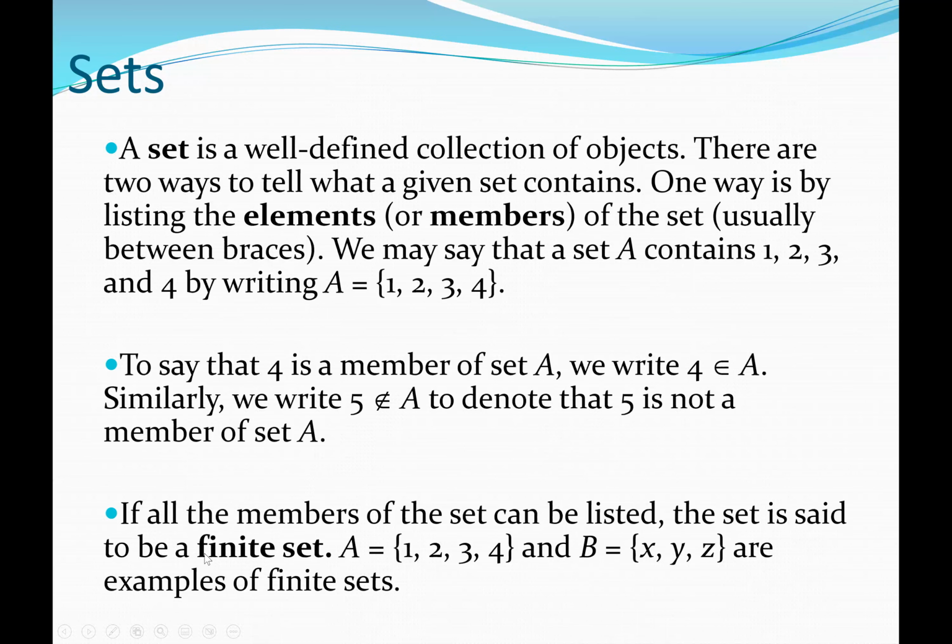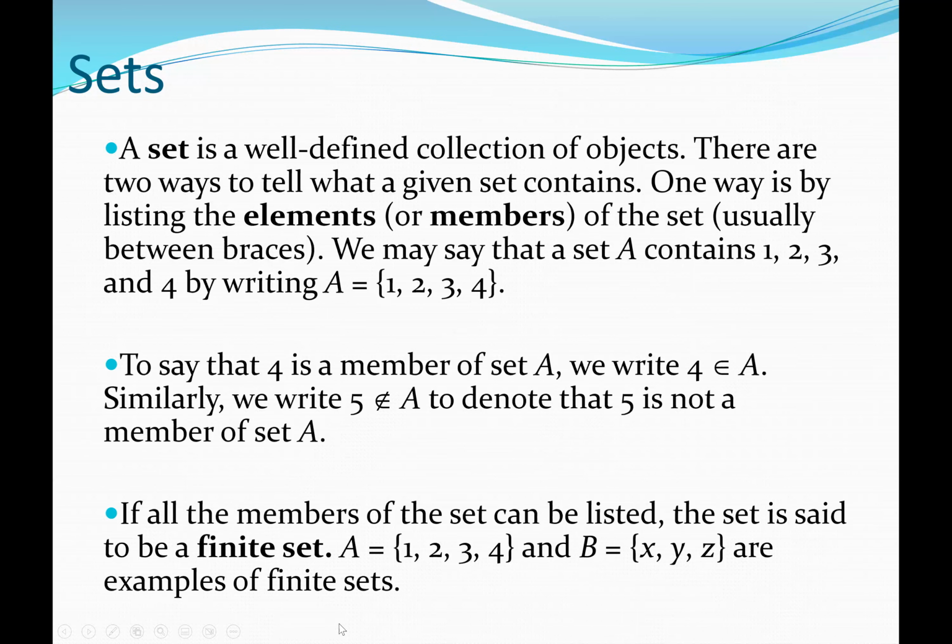Now, if all the members of a set can be listed, then we say the set is a finite set. For example, set A, 1, 2, 3, 4, is finite. Set B, X, Y, Z, is a finite set.